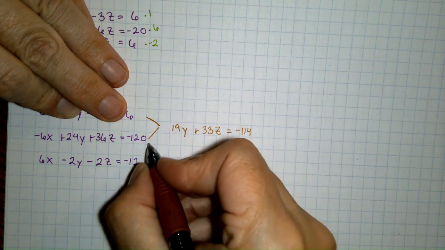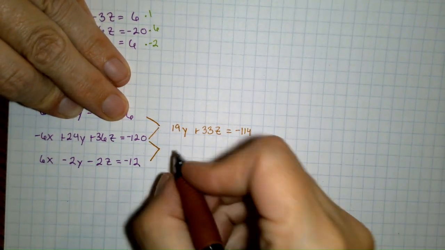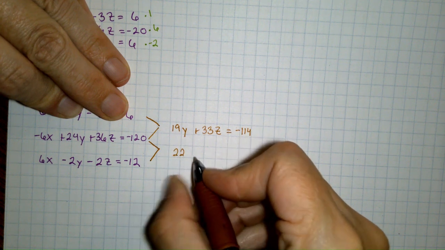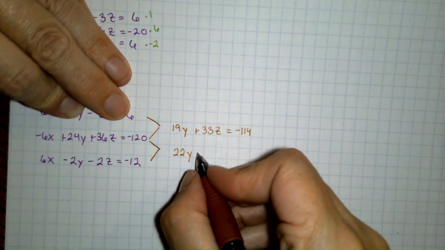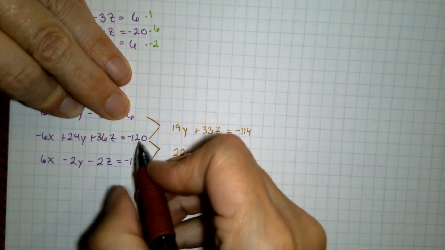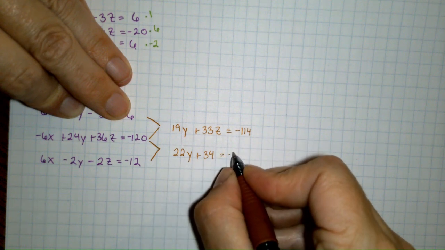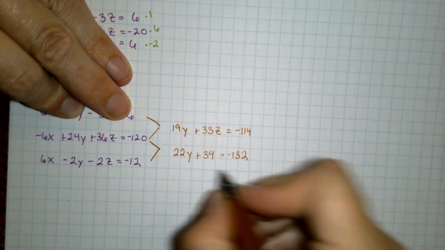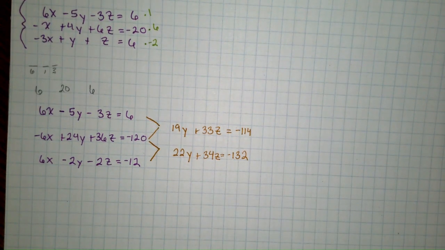Okay, now the bottom two. 24 and minus 2, we get 22y. I forgot to say the x is canceled out, but I hope you caught on to that. 36 and minus 2 makes 34. Negative 120, adding negative 12 gives me negative 132. And I forgot my z. It's one of those days.